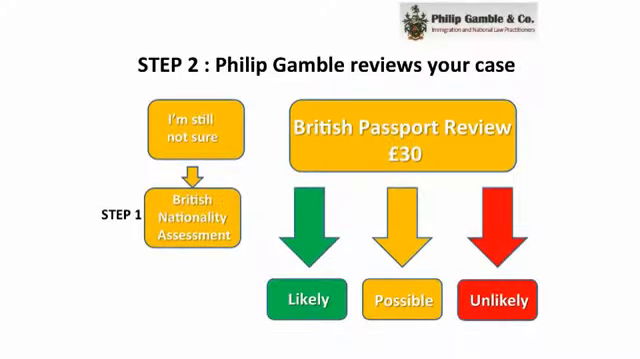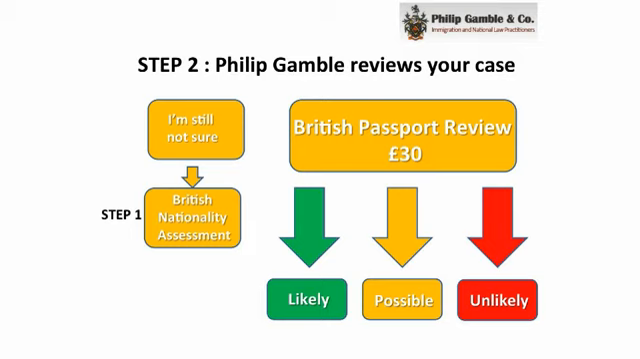This will indicate whether you have no claim to British nationality, or it will list one or several potential claims that you might have. So if you still find yourself within this amber zone and you have some British nationality claims, the second step that Philip suggests you do is to complete a British passport review. This is where you're going to ask Philip to assess your personal and family details.